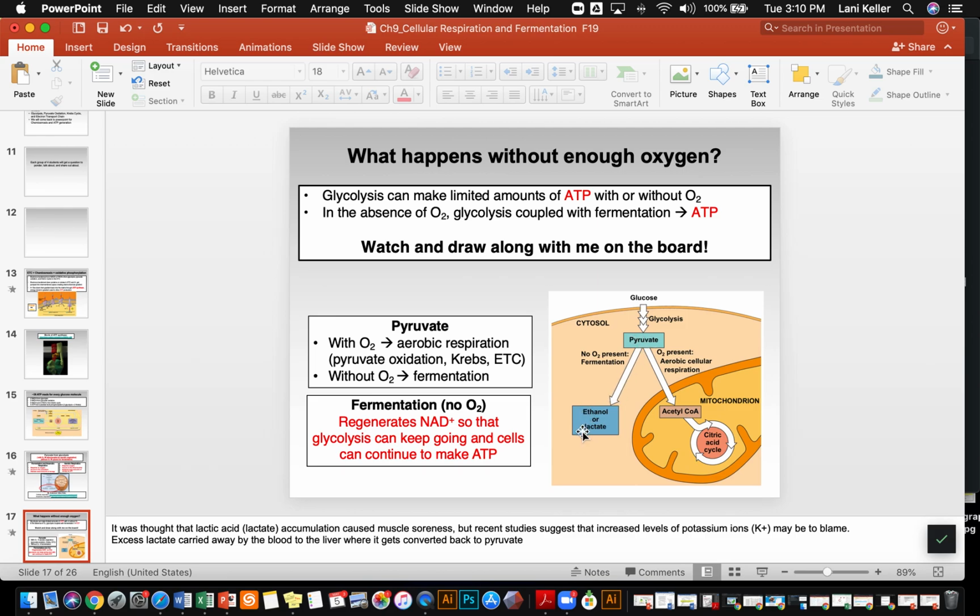Two different kinds of fermentation. If you are a yeast cell, you will go through what's called ethanol or alcoholic fermentation. You are going to make CO2 as waste there. If you are human, you will go through what is called lactic acid fermentation. You will make lactic acid as a byproduct. The most important thing about fermentation is that it occurs when there's no oxygen, and the whole point is to regenerate your NAD+ so that you can do glycolysis again, because glycolysis does allow you to make a little ATP.